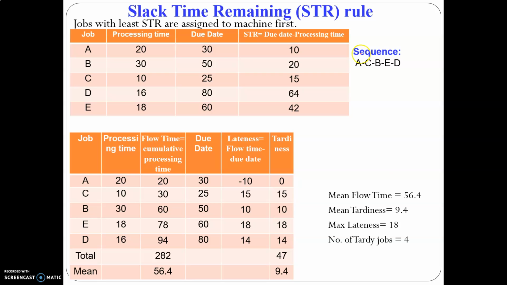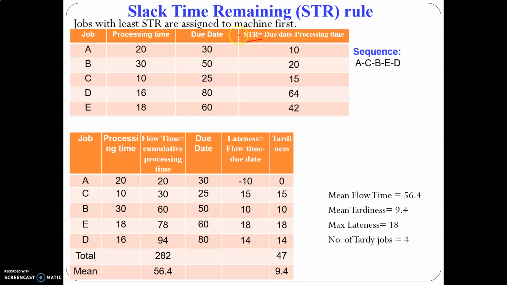Okay. So slack time is due date minus processing time. Okay. So for each job, I will be determining the slack time, and I will then be arranging the jobs in the increasing order of the slack time. Okay, so let us find the sequence. Let me first find out the slack time remaining. 20 minus 30, that is 10. Sorry, 30 minus 20, that is 10.